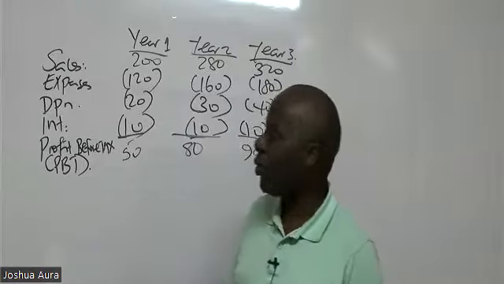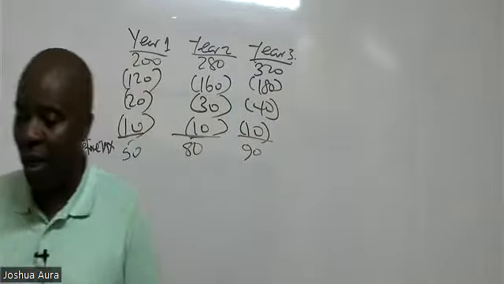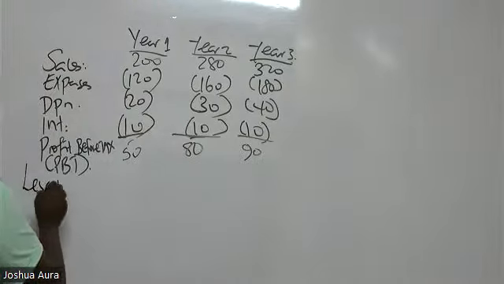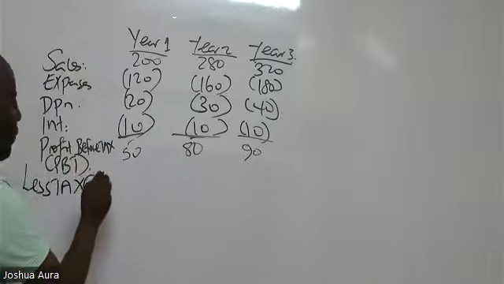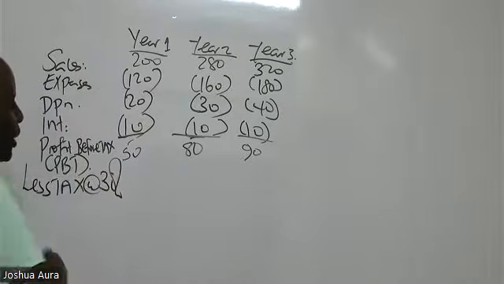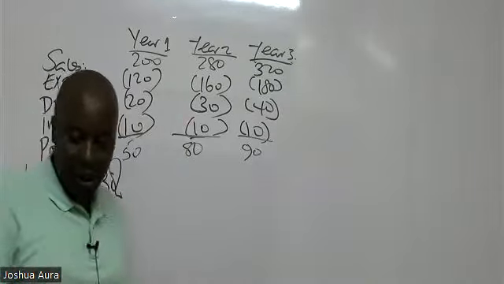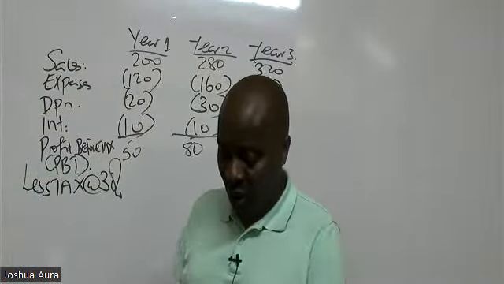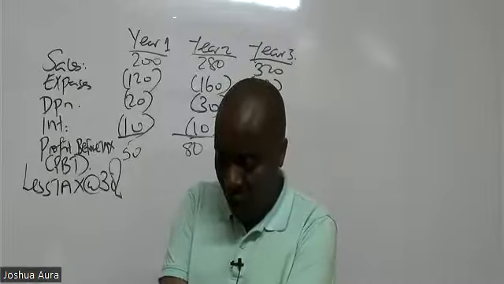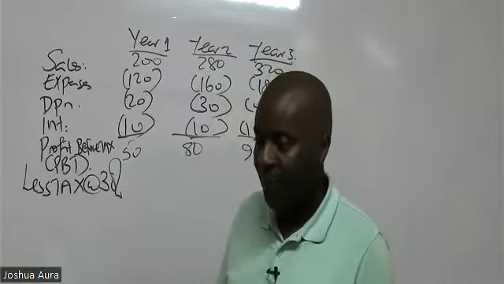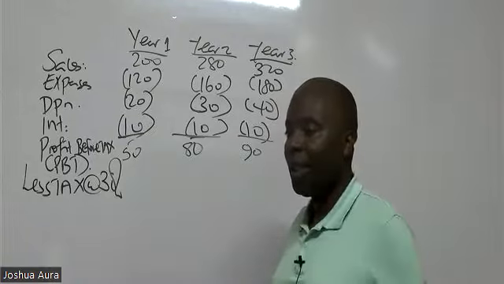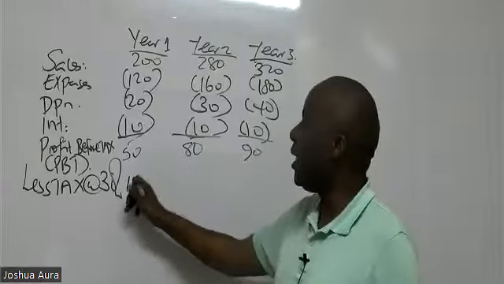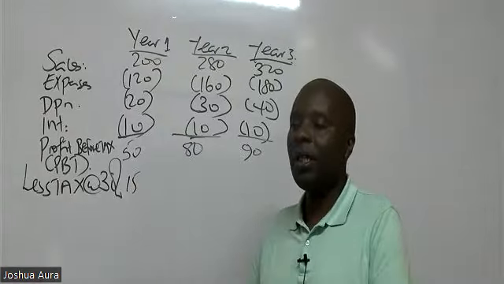Once we get profit before tax, we shall go ahead right away and less tax. Have they given us the rate of tax? Oh, yes. They have told us tax is 30%. So could you kindly give me 30% of this figure? 30% of 50. This gives me 15. 30% of 80.